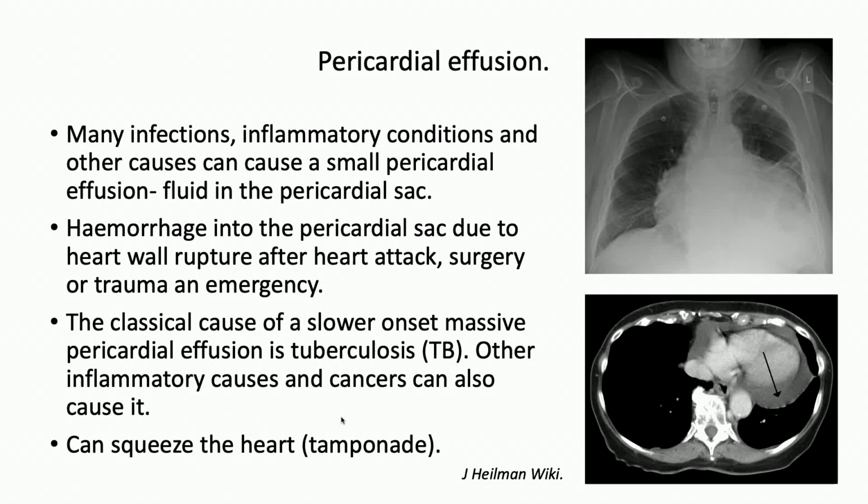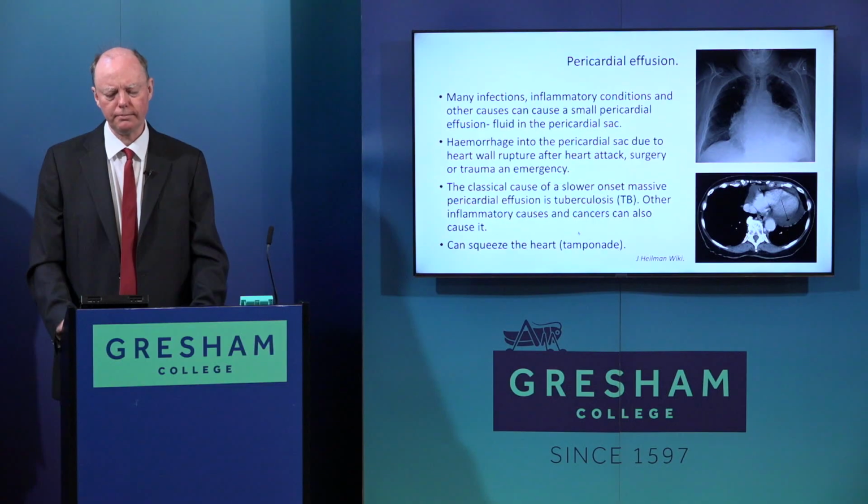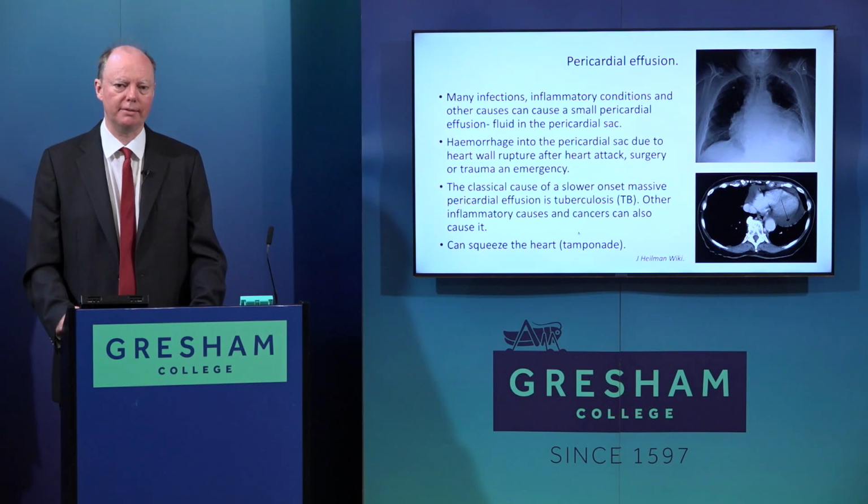And then a slightly slower process can occur where people get a massive heart, and you can see that on the top here. And below that, you can see really the size. The dark grey rather than the white area is the pericardial effusion. And the classical cause of this used to be tuberculosis. And it can squeeze the heart over time, and this is potentially a medical emergency.